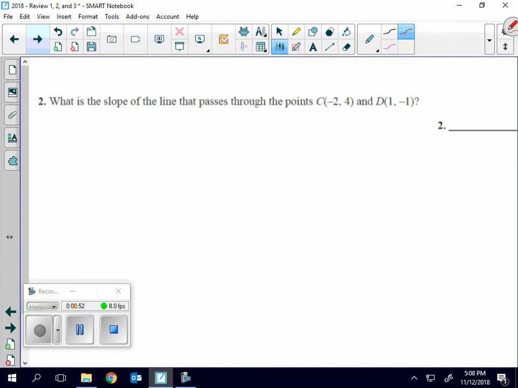Number 2, what is the slope of the line that passes through the points -2, 4, and, excuse me, 1, -1? Our slope formula is y2 minus y1 over x2 minus x1. Again, the change in y over the change in x. Our first point is an x1 and a y1. Second one would be our x2 and y2. And now we just plug it in.